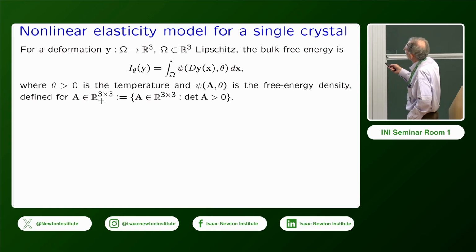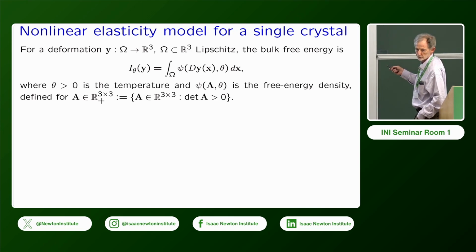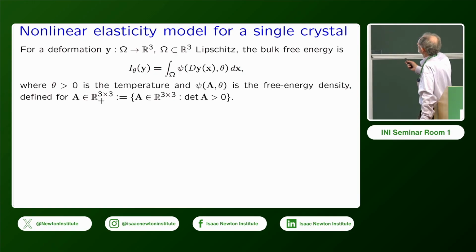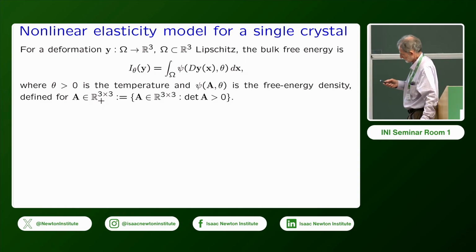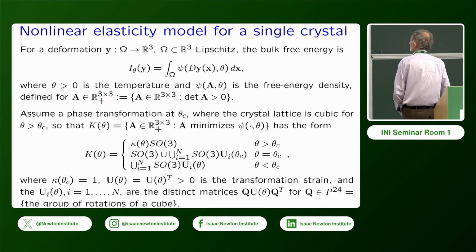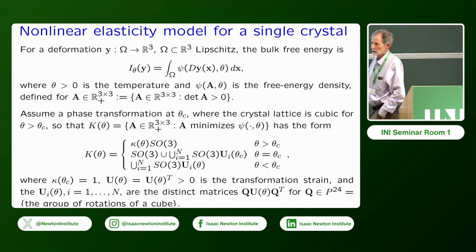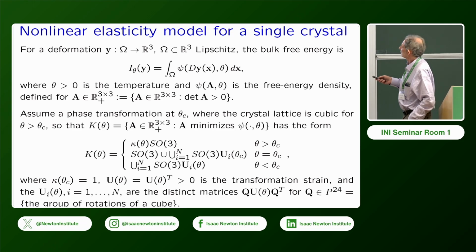The bulk free energy at temperature theta, where theta is the positive temperature, is given by integrating some free energy density that depends on the gradient of y, which you can identify with a 3x3 matrix, actually with positive determinant, so you don't have reflections and so on. And psi is what determines the material, that's the free energy density, so it depends on this 3x3 matrix and the temperature. We're going to assume that a phase transformation occurs at theta critical, and that the crystal lattice is cubic for temperatures bigger than theta critical.